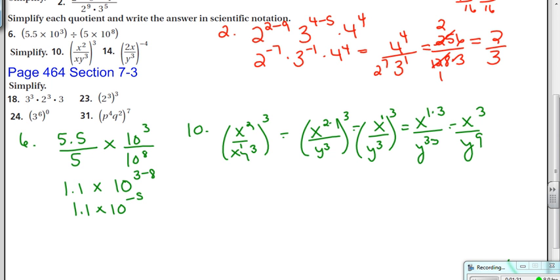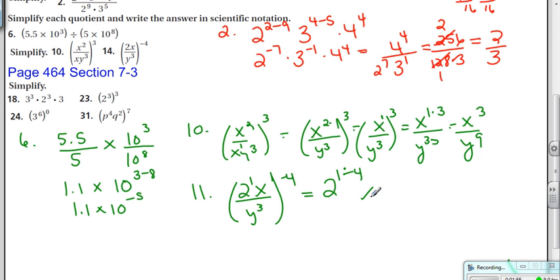Number 11, I'm going to put exponents on everything that doesn't have an exponent. So 2 to the 1st, x to the 1st over y cubed raised to the negative 4th. There's nothing I can simplify inside the parentheses, so every exponent on the inside gets multiplied by the exponent on the outside. So 2 to the 1 times negative 4, x to the 1 times negative 4, and y cubed, oh, those are negative 4s, times negative 4.